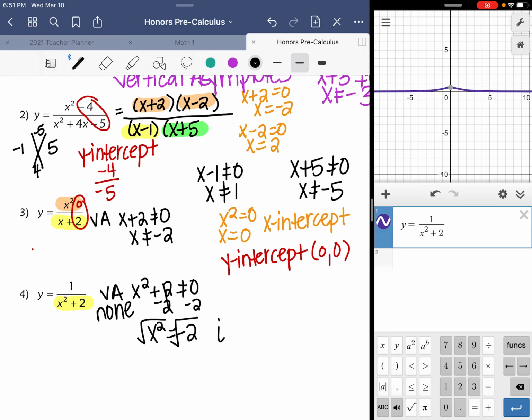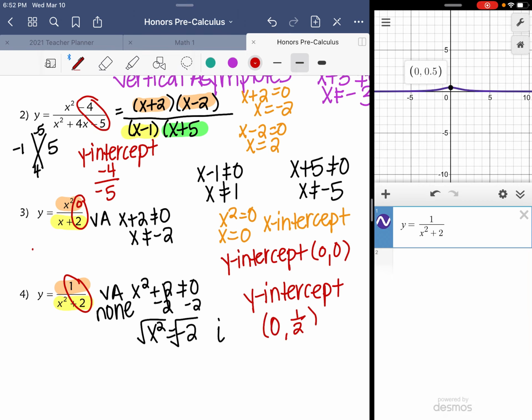So the x-intercept, there is going to be no x-intercept because there's nothing in the numerator that I can set equal. There's no variable. All right, so the last thing would be the y-intercept. So remember your y-intercept is going to be your constant. You're going to divide the constant, so 1 over 2. So your y-intercept here is going to be 0 and 1 over 2, which if you click, you can see that it is 0.5.